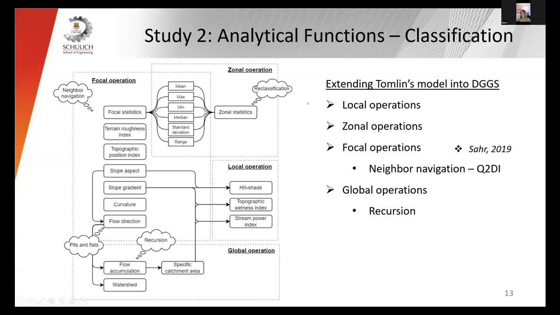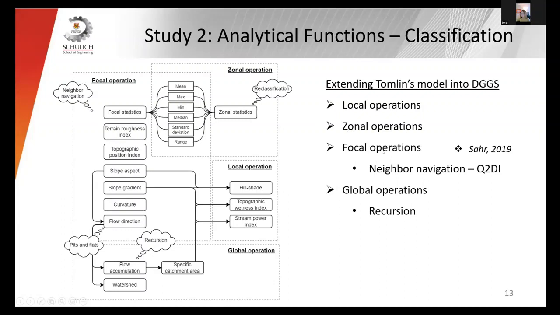We also extend Tomlin's model regarding the map algebra into the DGGS context. So they are local operations, zonal operations, focal operations, and global operations. We do have defined the fourth class here. Among them, the local and the zonal operations are relatively straightforward. They are just computations based on a single cell or a defined zone.